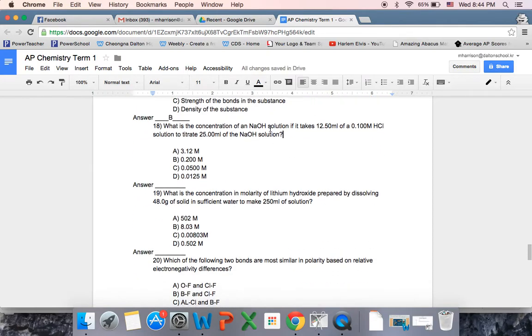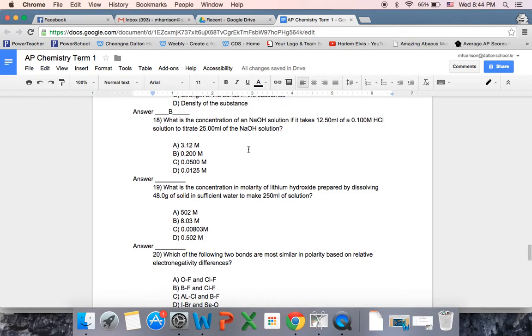What is the concentration of NaOH, sodium hydroxide solution, if it takes 12.5 mL of 0.1 M hydrochloric acid to titrate 25 mL of the sodium hydroxide? Okay, we're setting up a very simple molarity times volume on one side is equal to molarity times volume on the other. So 12.5 times 0.1 is equal to 25 times M, giving 0.05. So we got yet another C.